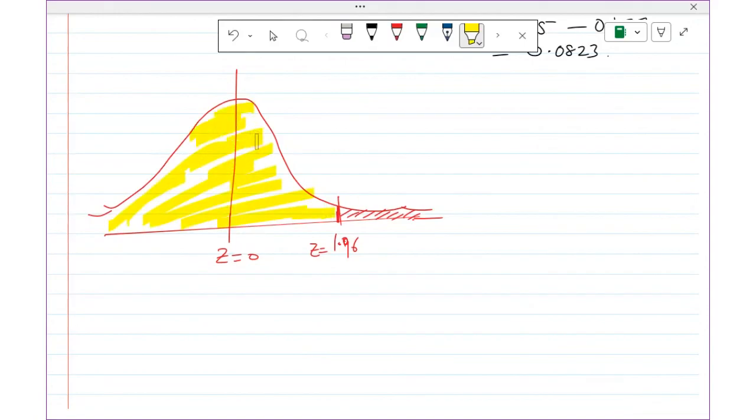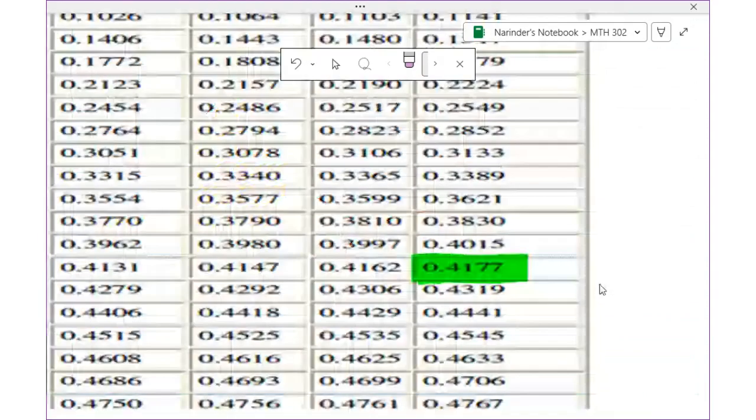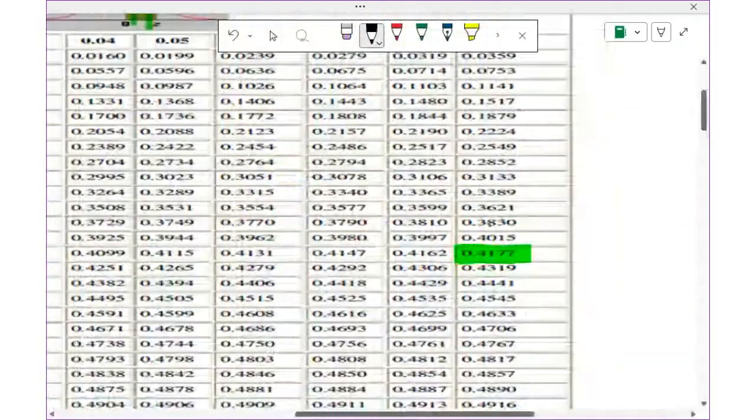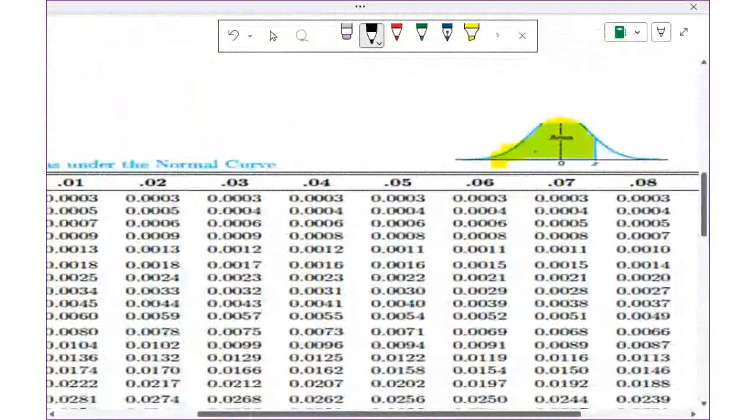So if this left side is given, meaning you will be given the probability of Z less than 1.96, the yellow color. And what will it be? Let us see from the chart. Now I will use the left side table, because it is the left side.